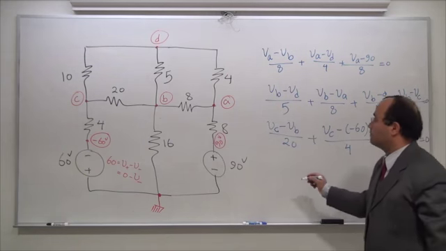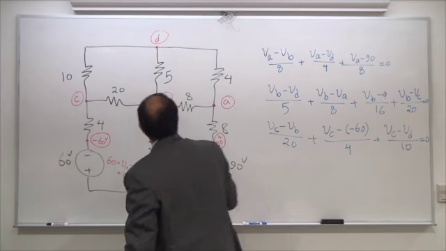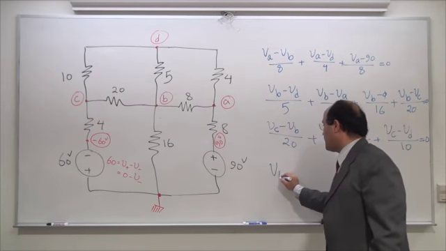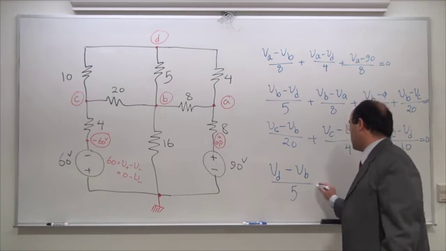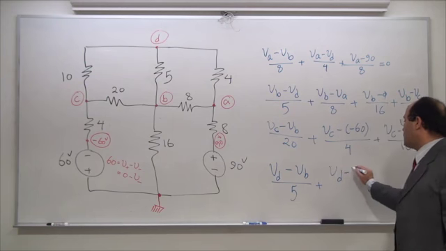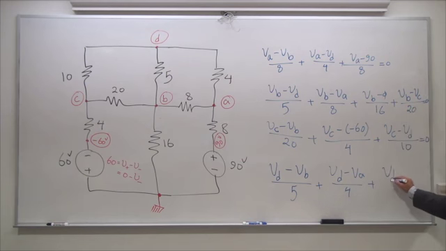Let's take a look at D. How many components are attached? 1, 2, 3. So VD is the biggest now. VD minus VB divided by 5, VD minus VA divided by 4, VD minus VC divided by 10 is equal to 0. This is where the big chunk of the grade rests. You need to write this correctly.